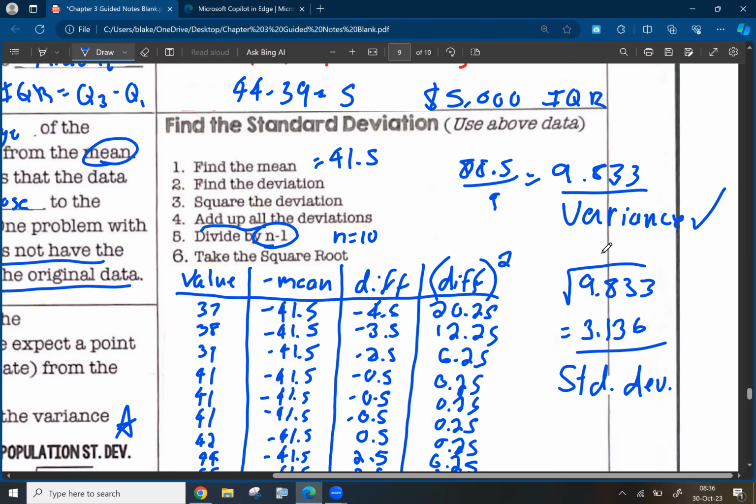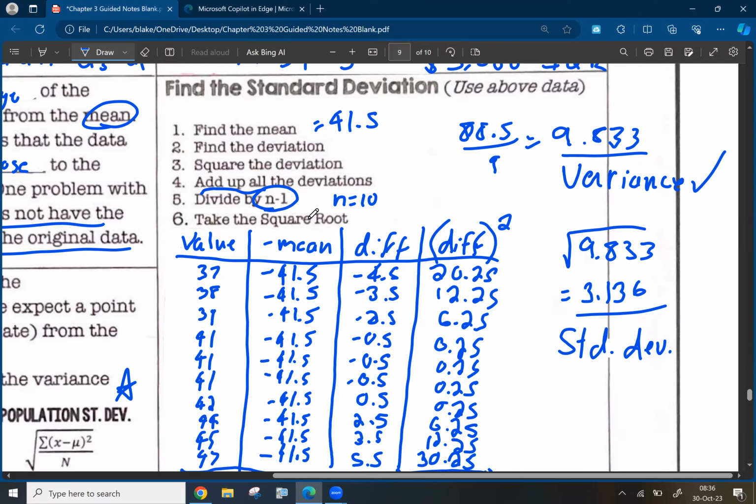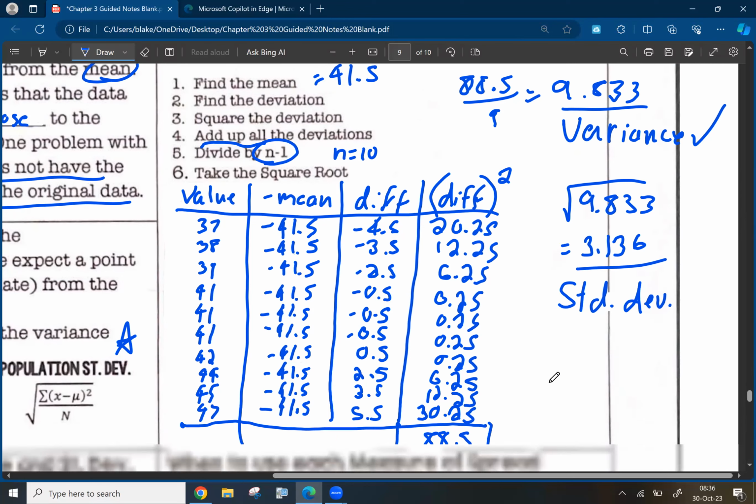So standard deviation is really easy to get after you've already found the variance. Nothing fancy. You just have to square root it. That's all. See, it says take the square root of 6. So that's what we did. Take the square root. That's your standard deviation.